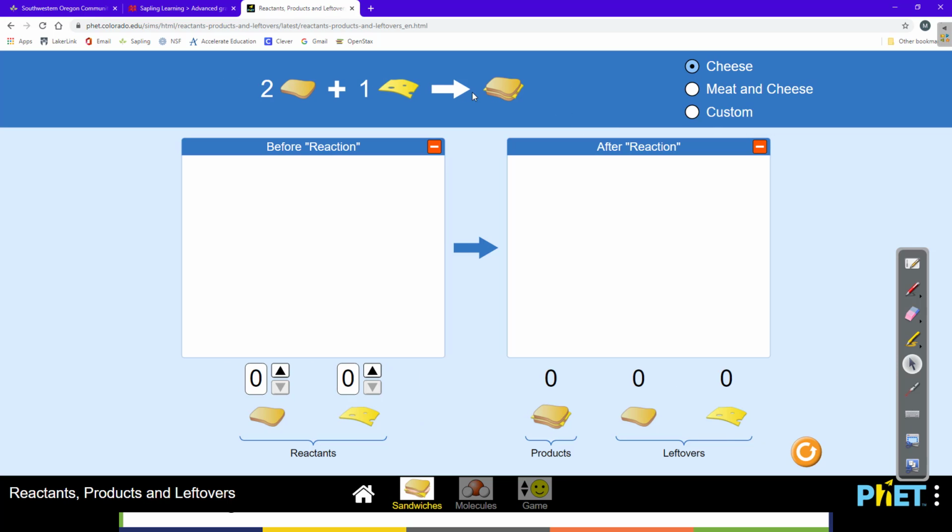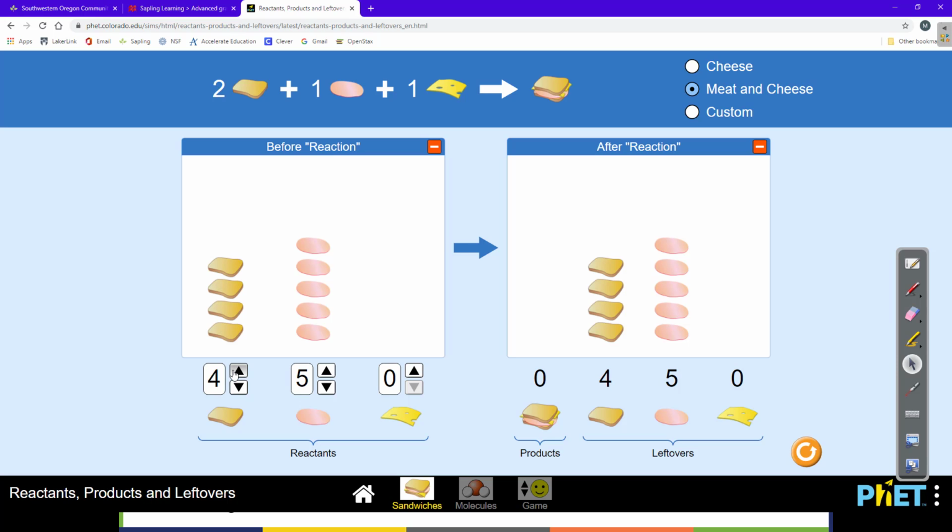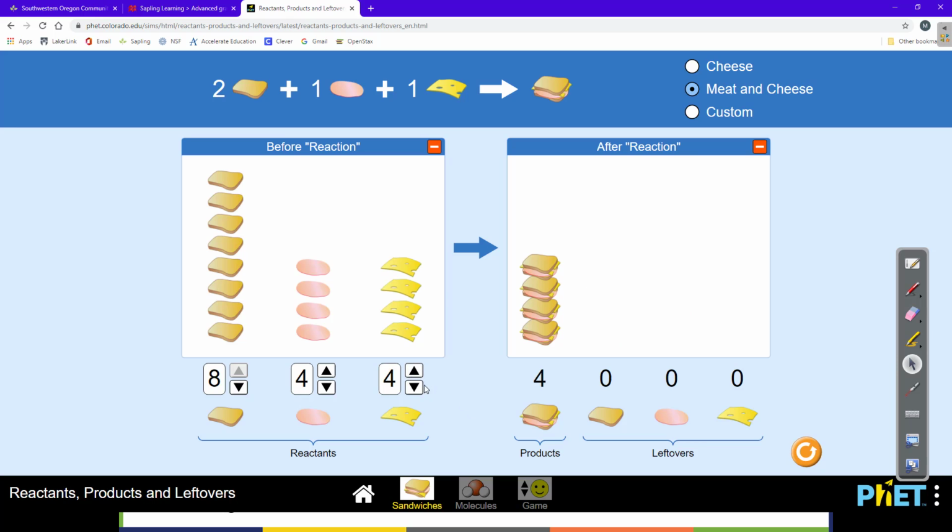So we can do different recipes here, different chemical equations. So here's the cheese sandwich that we were just working with, or we can have a different one with a piece of meat and cheese and bread, and we put some number of pieces of bread and some number of pieces of meat and some number of pieces of cheese. And then we have 4 sandwiches. We can make 4 sandwiches because I have 8 pieces of bread.